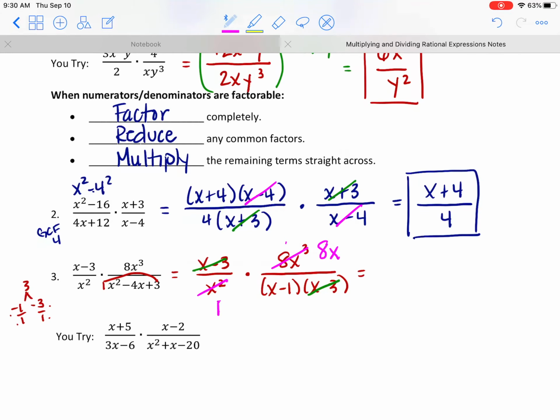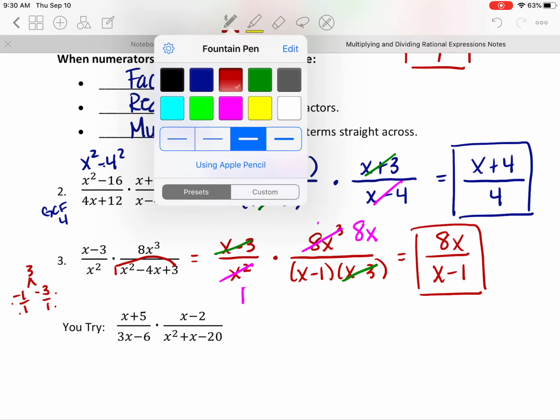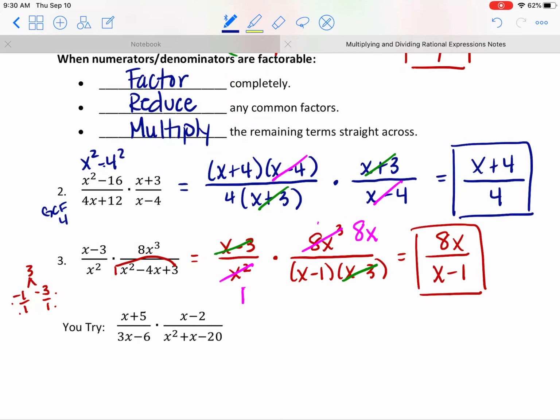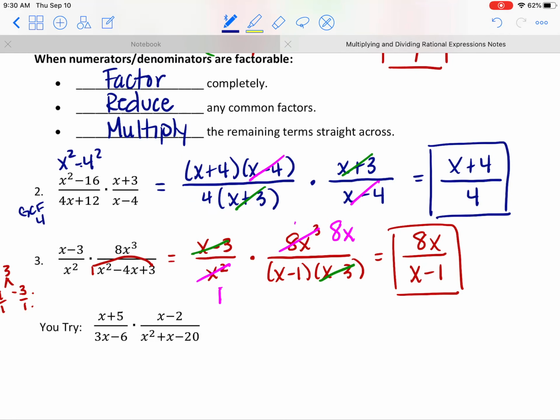And now I multiply whatever I have left. So on the top, all I have left is that 8x, and on the bottom, all I have left is that x minus 1. And that would be it. Those 3 remaining terms have nothing in common, so that is our simplified answer. Okay? Feeling good about this? Give it a try. Pause the video and see if you can figure out what's going on in this last one. Otherwise, let's see.